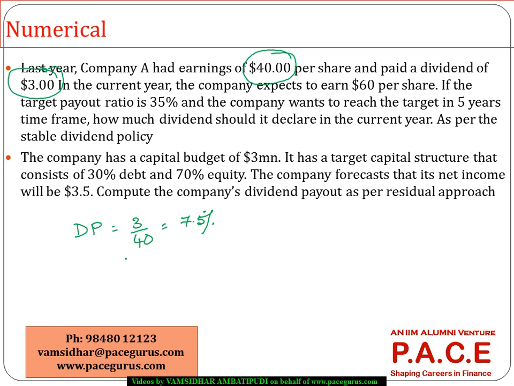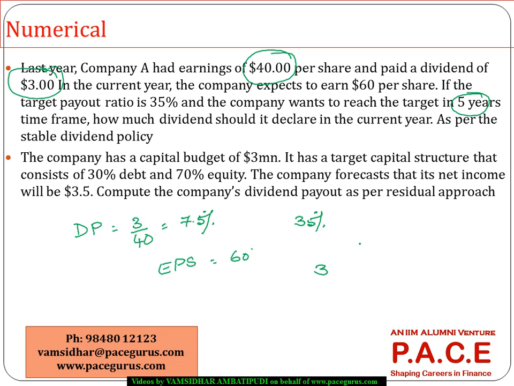Current year the company expects the EPS to be around 60. It assumes the EPS to be 60 and has said that the target payout ratio is 35%, and it wants to reach the target in 5 years. So based on this, the company has to identify how much dividend it has to declare in the current year. Last year the dividend was 3.